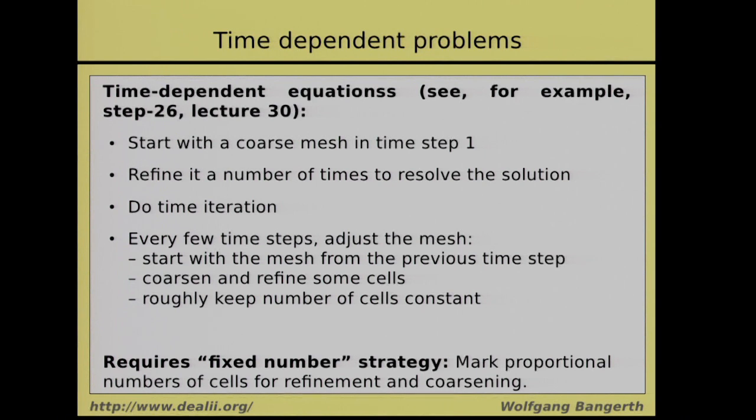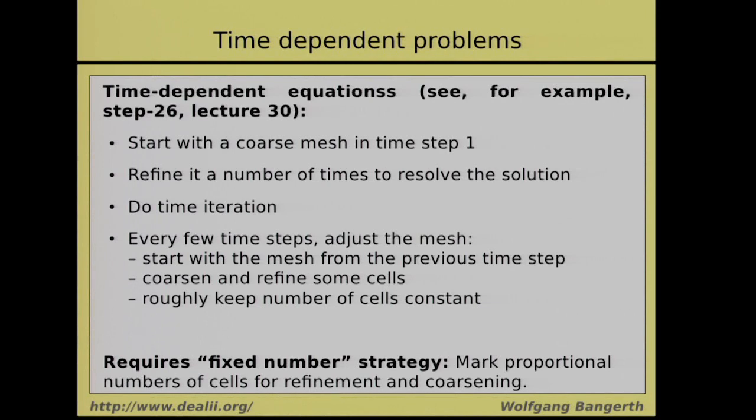So I want to end this lecture by giving you two perspectives, one on time-dependent problems and one on a different viewpoint. So for time-dependent equations, step 26 that I'm going to discuss in lecture 30 is one example. In those cases, the situation is a little bit different than for, let's say, the Laplace equation that we do in step 6. For time-dependent problems, what you typically do is you start with a coarse mesh in time step 1. Then you solve time step 1, and of course you don't really know how the solution looks there, so you refine it a number of times based on refinement indicators, just like we did in step 6, for example, until we have a mesh for time step 1 that we're happy with.